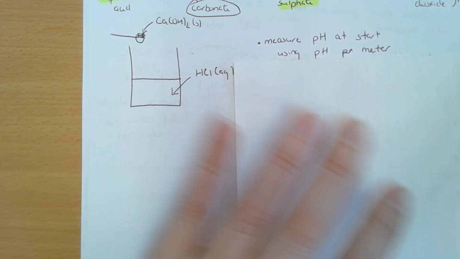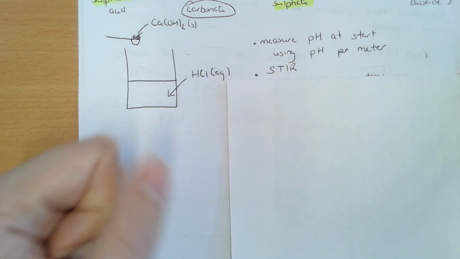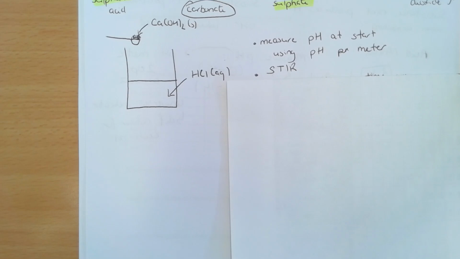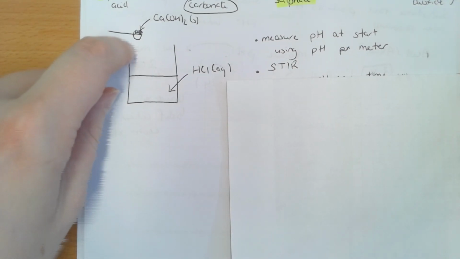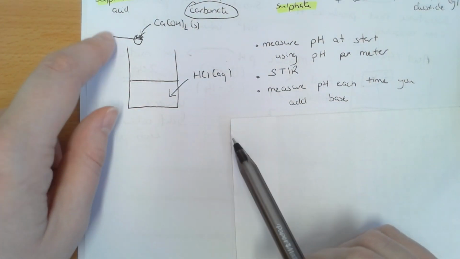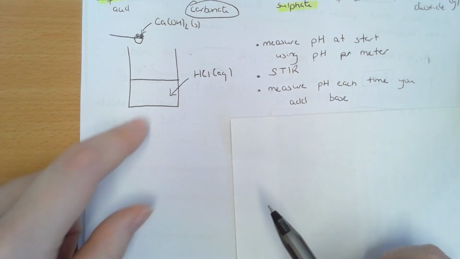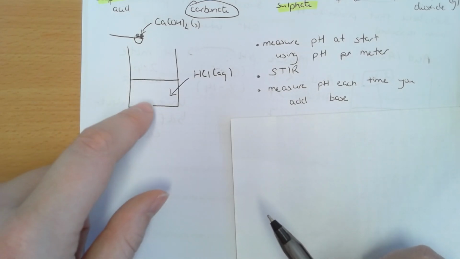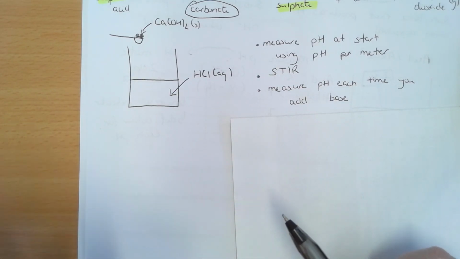Then you add some base and you stir. You have to say stir. So you add base and you stir. So you stir to make sure that it's evenly mixed. Okay, and then each time you add a spoonful of the base, you measure the pH again. And what you should see, that as you add the base to the acid, because you're neutralizing it, you should end up with a pH of 7 eventually. But then if you keep adding base, then you end up with something that's basic.